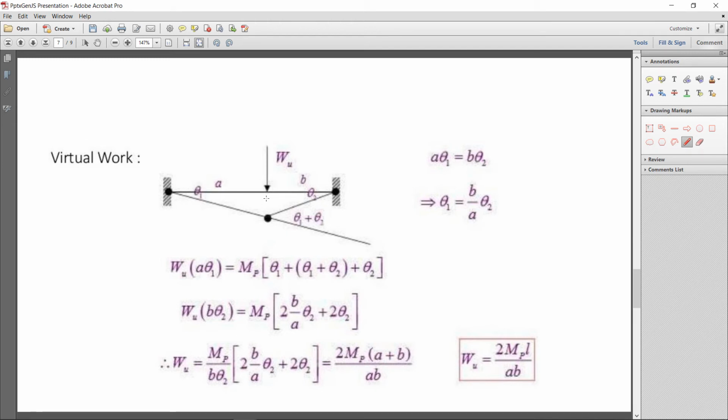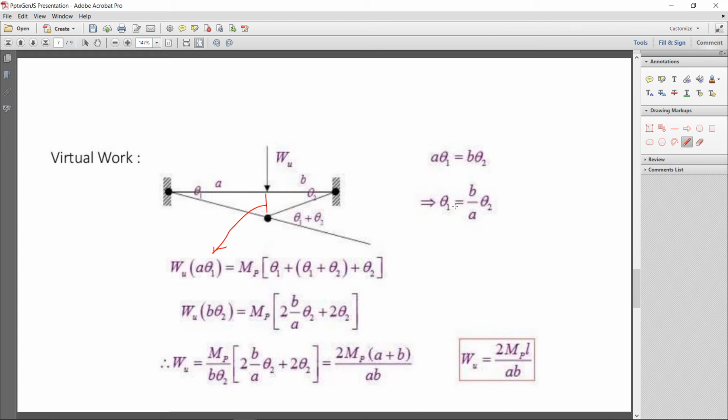then this deformation will be a into theta 1. Now if we multiply theta 1 by a, we get this deformation. Similarly, if we multiply theta 2 with b, we will also get the same deformation. So we can say that a into theta 1 is equal to b into theta 2, and theta 1 will be calculated as b over a into theta 2.